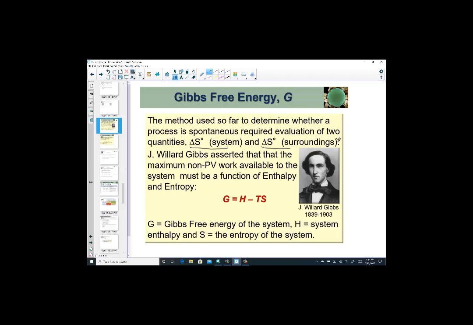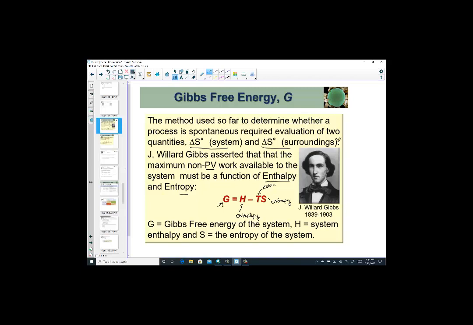So J. Willard Gibbs, working in the late 1800s, made the following assertion, saying that the maximum non-pressure volume work available to do work on a system, that's what Gibbs free energy is a measure of, is available work. Well, it's a function of both enthalpy and entropy. And that relationship has delta H, which we know as the enthalpy of reaction, the heat of reaction, T being the Kelvin temperature, and S being the entropy, the dispersal of energy, relate to the spontaneity of a reaction.